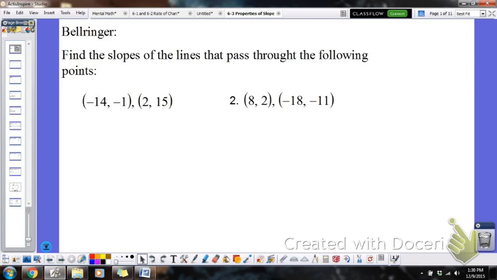So the bell ringer says find the slopes of the lines that pass through the following points. So you're going to find the slope of the first 2 points and the slope of the second 2 points. And I'll get you started by giving you the slope formula. Remember, the slope formula is m is equal to the change in y, so y2 minus y1 over x2 minus x1. So go ahead, pause the video, and work through these yourself, and then when you're ready for the solutions, go ahead and unpause it.